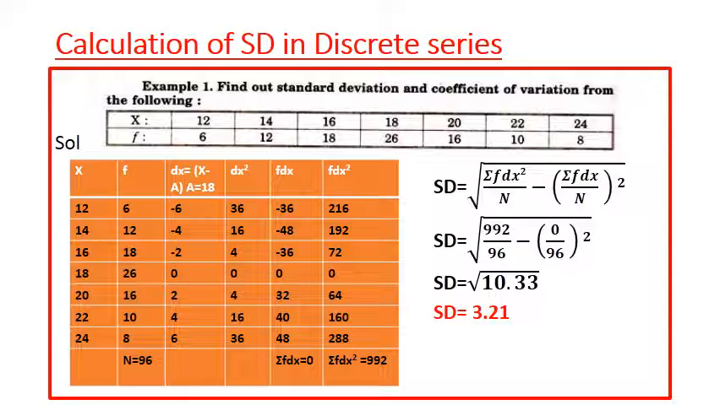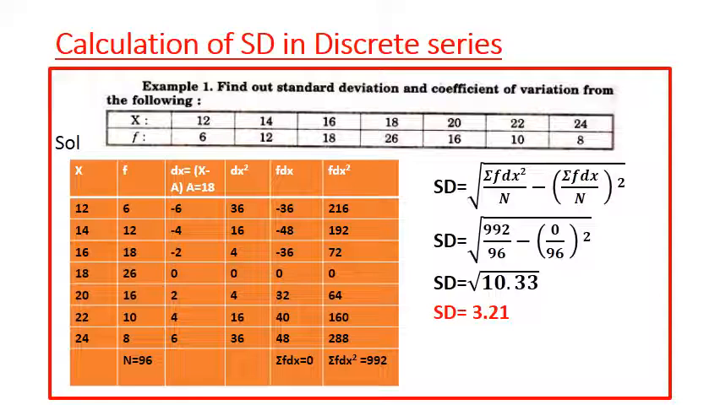This f dx is f into dx. You have to multiply the f column, the frequency column, with the deviation column, the dx column. Then one more step: you have to calculate f dx square, that is f multiplied by dx square, the square of the deviations, that is the f column and the dx square column.